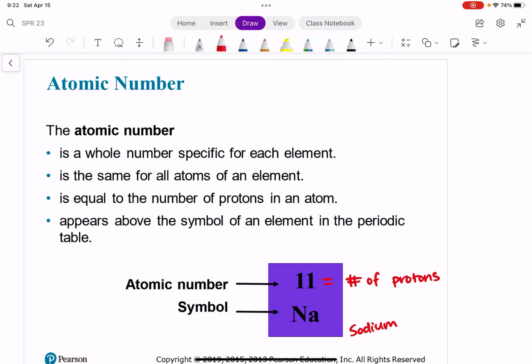And then the atomic number always appears above the symbol of an element in the periodic table. So remember, this is the symbol that shows what element you have. So the atomic number is always above that. So if you look at your periodic table right now, you can see those atomic numbers listed above. Sometimes it'll be in the middle, sometimes it'll be off to the side over here. It's still the same thing. As long as it's above the element symbol, that's the atomic number.